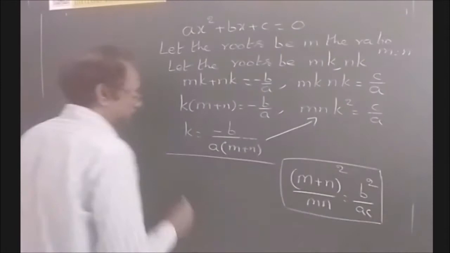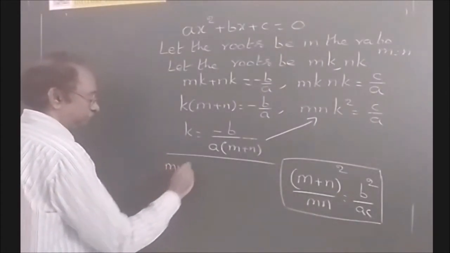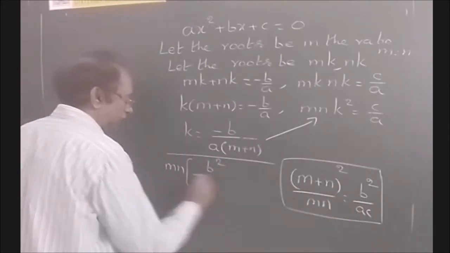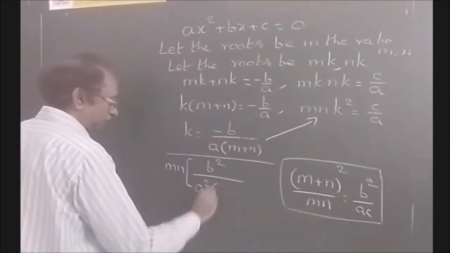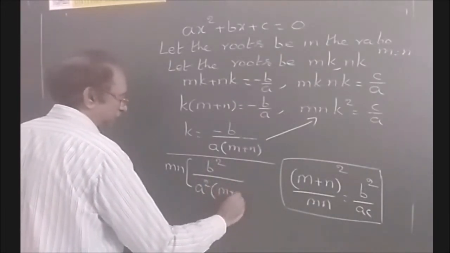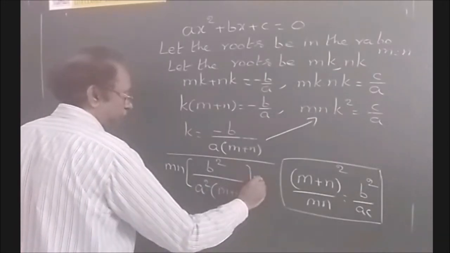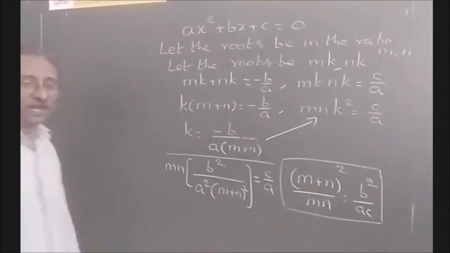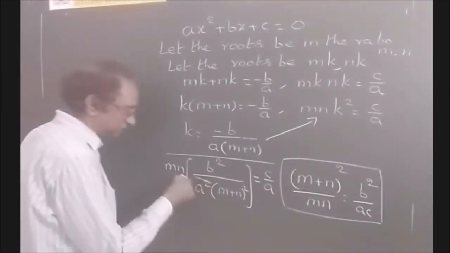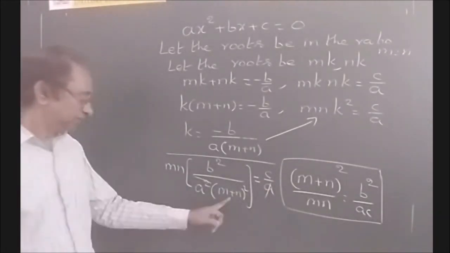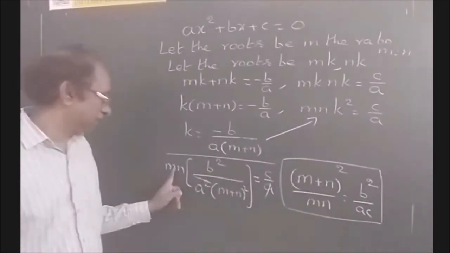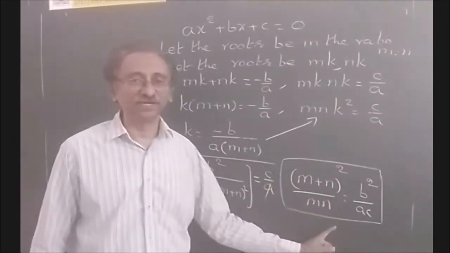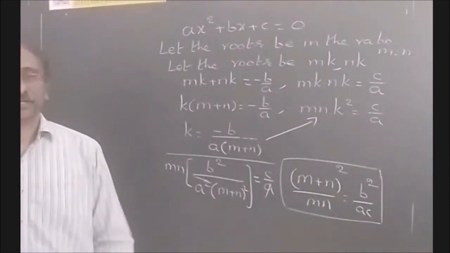So what will you get? mn into k square means b square by a square into (m plus n) whole square is equal to c by a. And by simplifying this, you will get the answer. a is cancelled. Therefore, (m plus n) whole square by mn is equal to b square by ac. By cross multiplying, you will get that. So write the result.